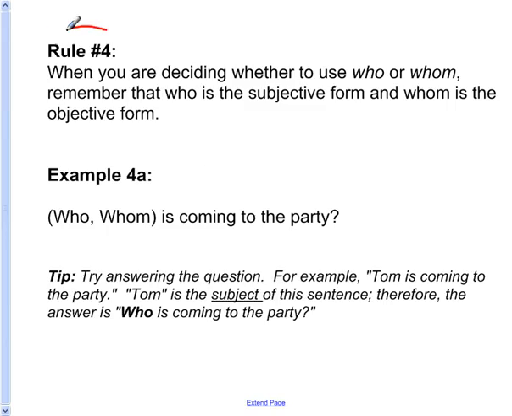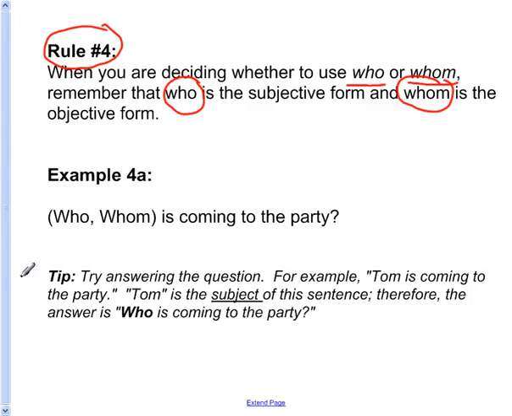Rule number 4, and this is probably the most complex rule, and it's the difference between who and whom. Okay, when you are deciding whether to use who or whom, remember that who is the subjective form of the pronoun and whom is the objective form of the pronoun. So you have to determine if who is referring to the subject or the object.